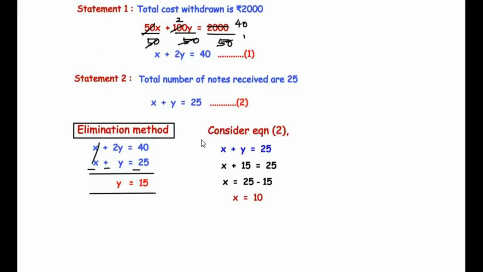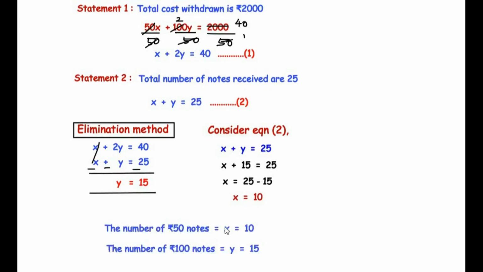Now to find out the value of x, we are going to make use of equation 2 because this is easier than equation 1. So x plus y is equal to 25 and the value of y is 15. So x plus 15 equal to 25. Taking 15 on the other side, we get x equal to 25 minus 15, or the value of x as 10. So here we get the number of 50 rupees notes, that was x, equal to 10, and the number of 100 rupees notes that she received is equal to y is equal to 15. So this is going to be our answer.